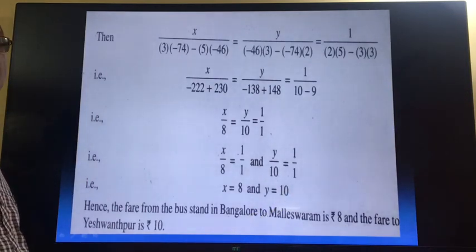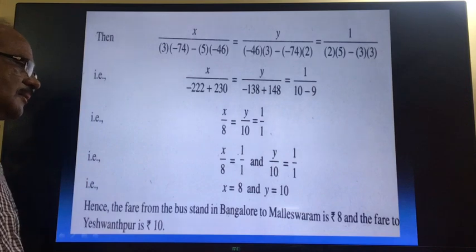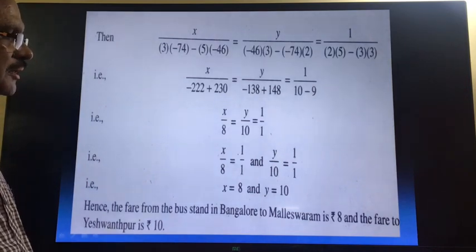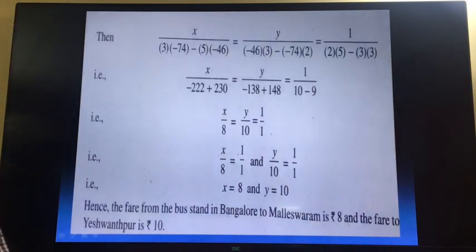X was the value of the ticket to Malleshwaram and y was the value of the ticket to Yeshwanthpuram. So we got the value of each ticket to both the places separate.